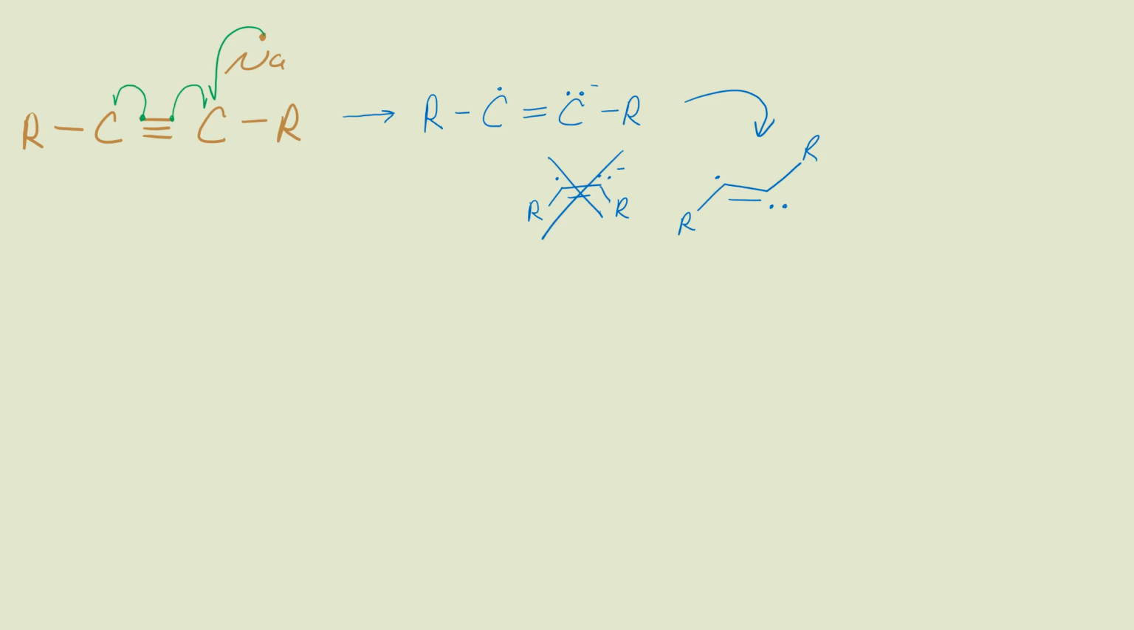Remember that this reaction is taking place in ammonia, a polar protic solvent. So that means the nitrogen is going to be partially negative, while these hydrogens are going to be partially positive.